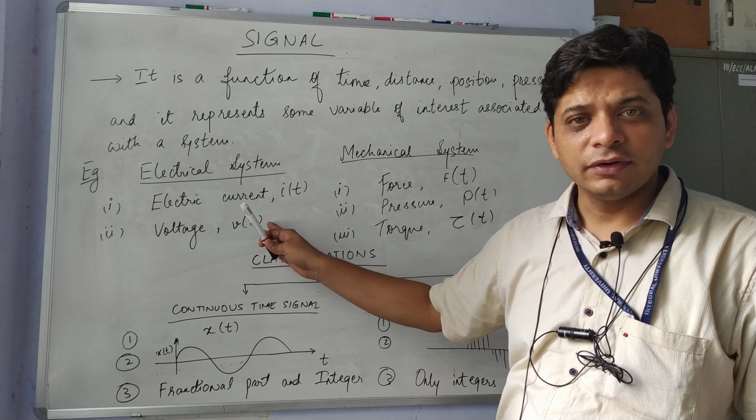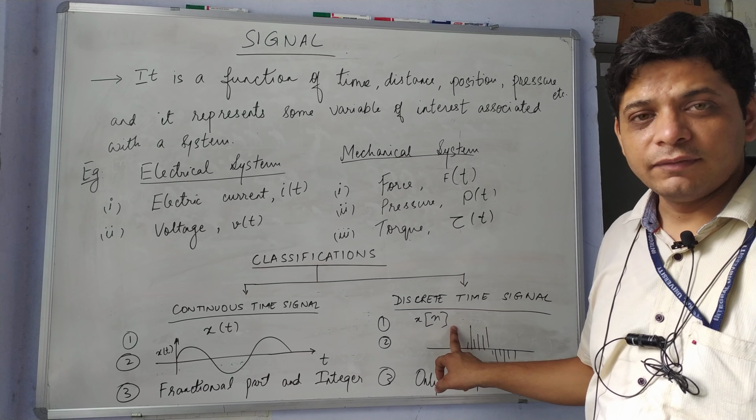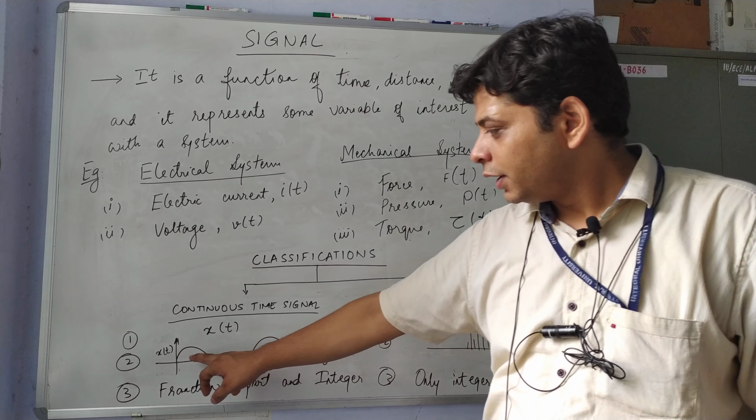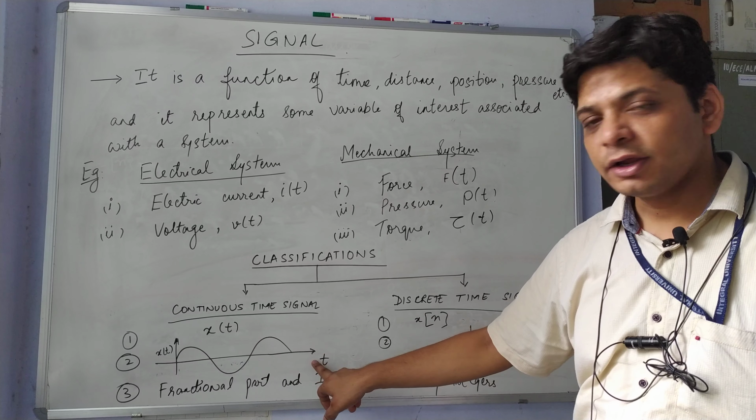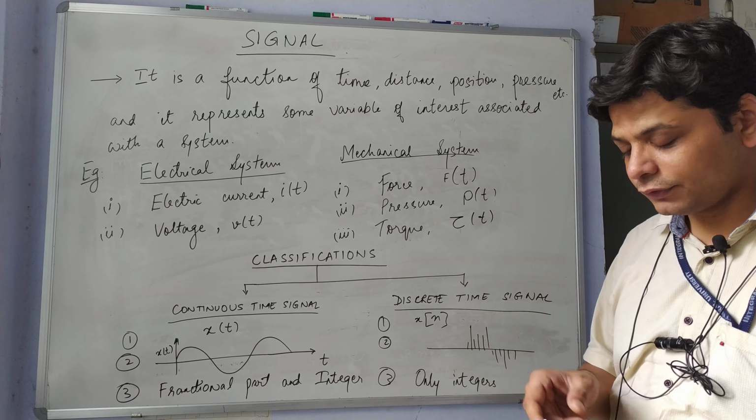Later on we will be discussing the classification of the signal, that is, a continuous time signal and a discrete time signal. For a continuous time signal we have x(t), and for discrete time we have x(n). Here you can see a representation of a continuous time signal, because it is varying with the variable t, time, and here we have samples of a signal.